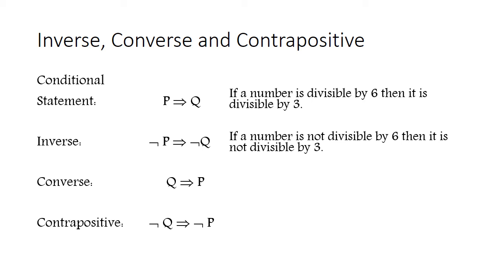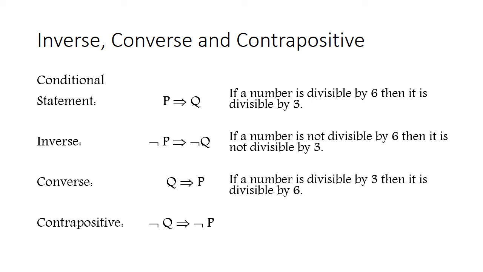Now this is the statement of the inverse, but it is not necessary that it will be true. In this case the inverse is false, because there are many numbers which are not divisible by 6 but are divisible by 3, for example 21.